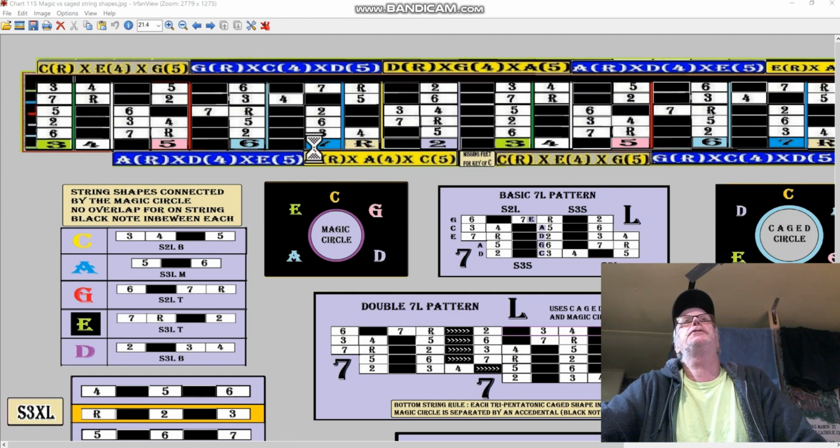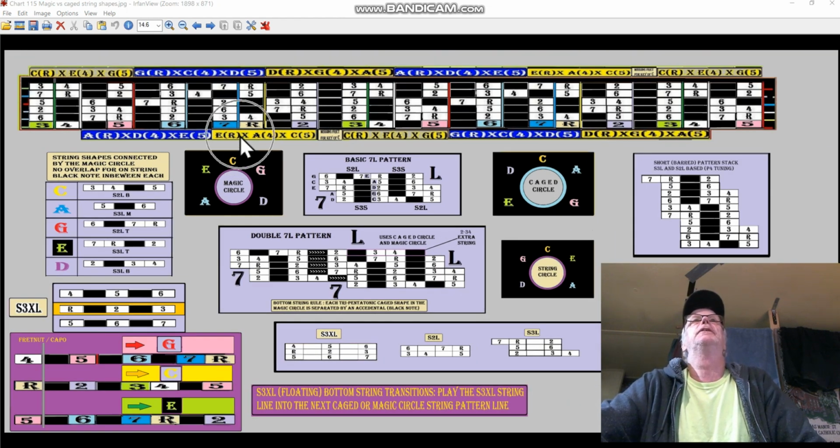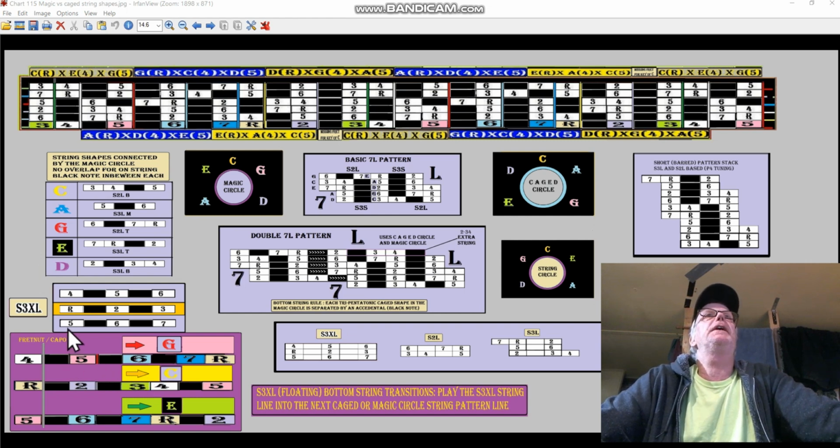So let's just see what this particular chart in phase 1 of the 3 charts is trying to tell us. We talk a lot about the S3XL here. I'm just going to skip that for now, even though I put a lot of effort into making this thing work. I've got one rule, one thing to say about S3XL: floating means either from the open fretboard or, if you want to do it anywhere, bottom string transition, play the X3L string line into the next cage or magic circle string pattern line, whichever comes first.